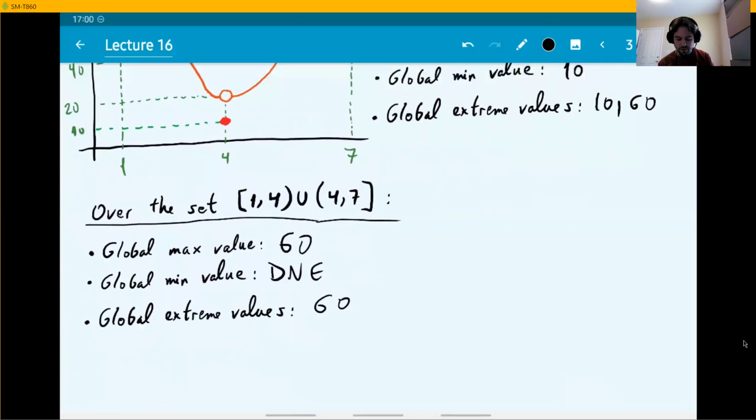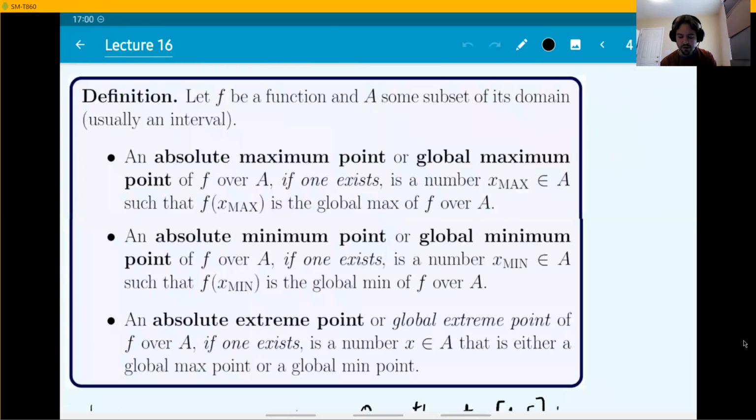Okay, so what we've done so far, we've talked about values. That means the numbers on the y-axis. In the next slide, we're going to be focusing now on the points. Points means usually the numbers on the x-axis, but the concepts are going to be exactly the same. So now, once again, let f be a function. Let a be some subset of its domain, usually an interval. So now we're discussing points. Still absolute or global, but points.